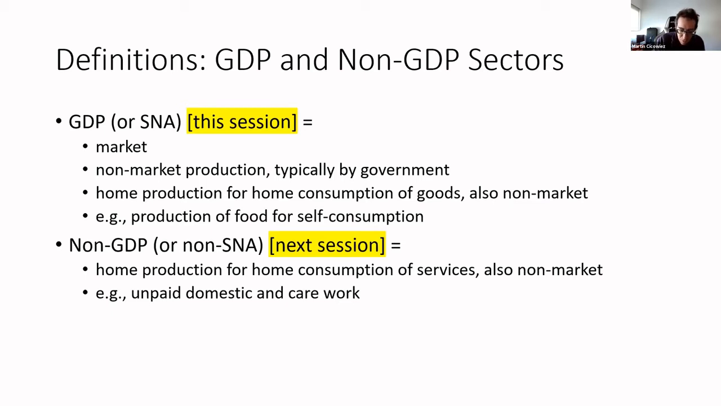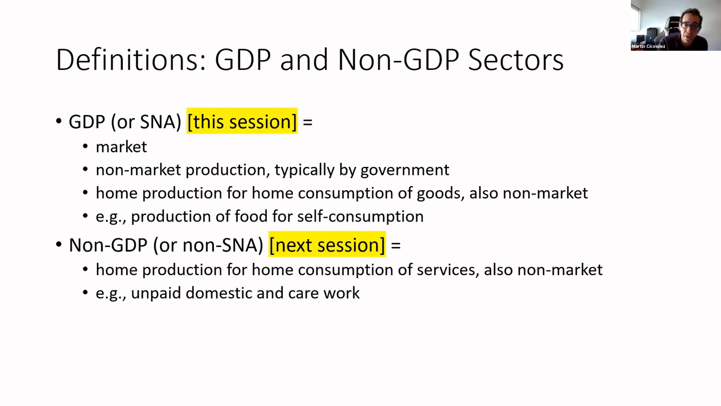But within the GDP, we have the market transactions. These are transactions for which we have a market, like when we buy something at the supermarket. We also have what is called non-market production, typically by the government. When the government is providing public education for free, that is non-market production, but it is part of the GDP. So if the government is providing a service for free, that is part of the GDP, but it's non-market.